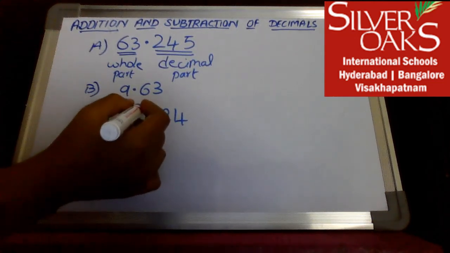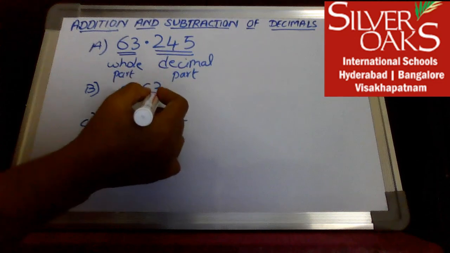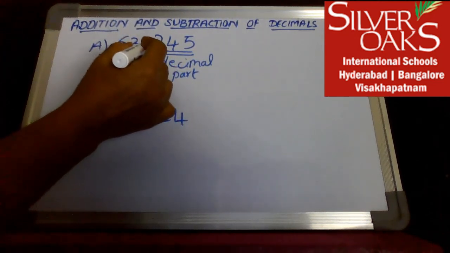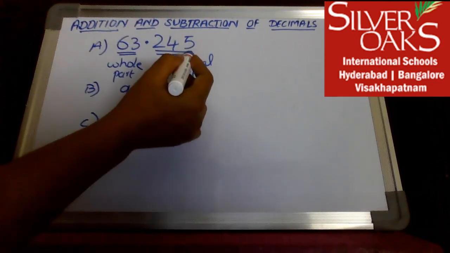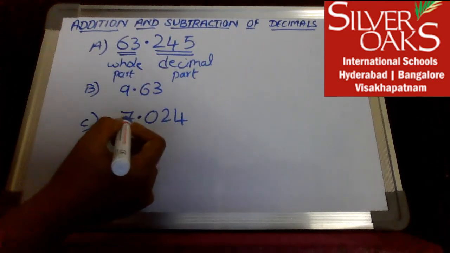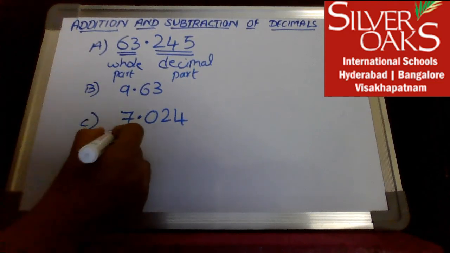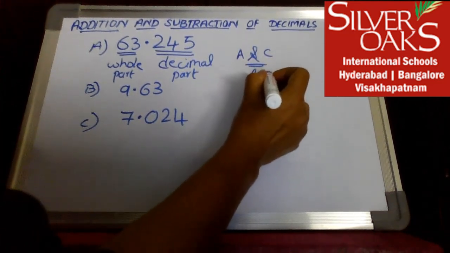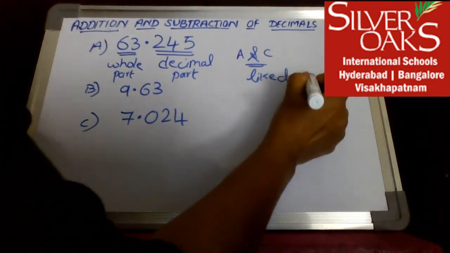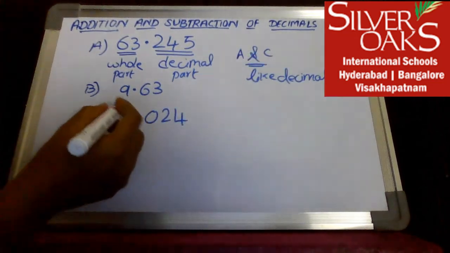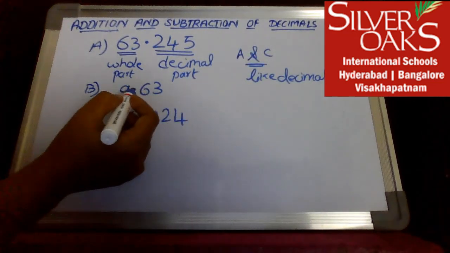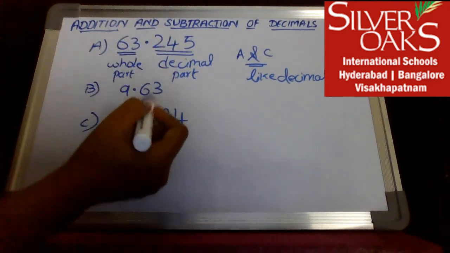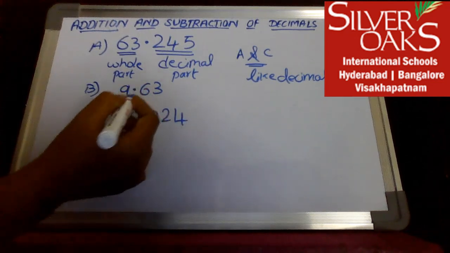Now there is some other term in decimals that is called like decimals and unlike decimals. Now if you have the same number of digits after the decimal point, it is called like decimals. Now for example, A and C can be called like decimals. Whereas 9.63, after the decimal point you have only 2 digits, so it is an unlike decimal. Whereas in A and C, after the decimal point you have 3 digits.